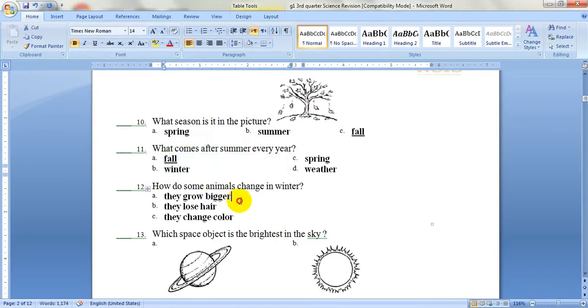The next one, question number 12. How do some animals change in winter? They grow bigger, they lose hair, they change color.